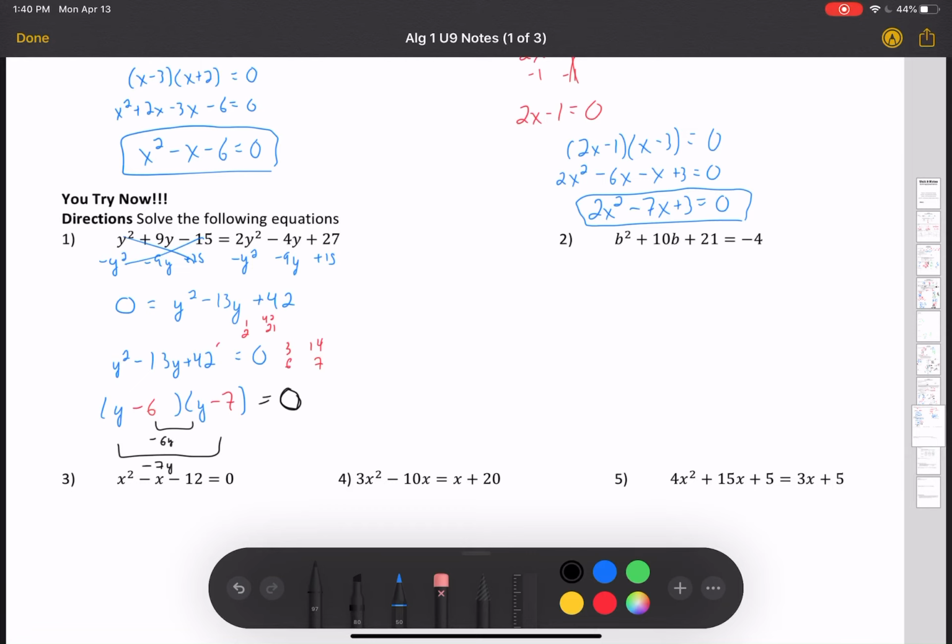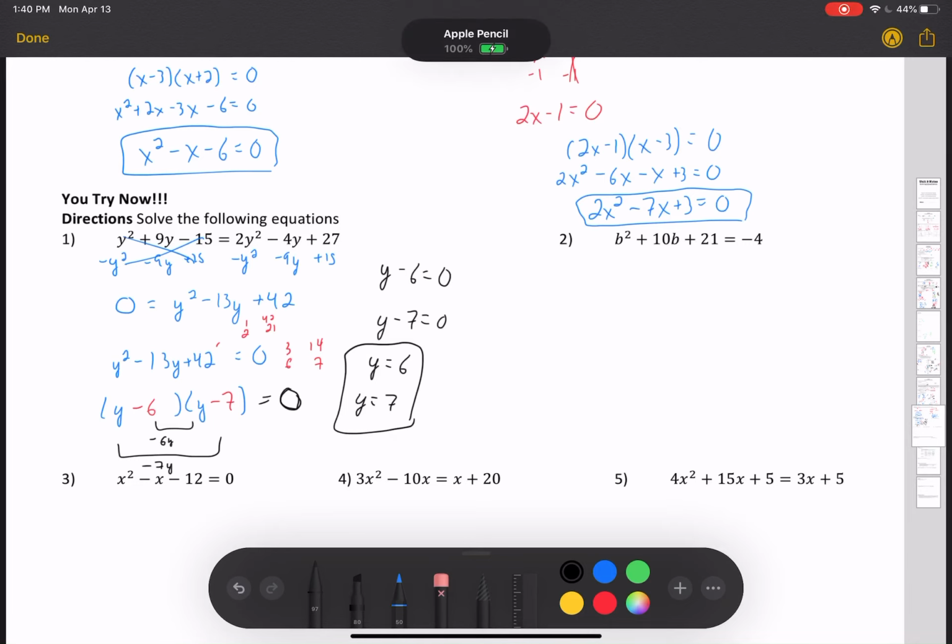Running out of room a little bit, but from here, we split off and we set each factor equal to 0. And we do that, y equals 6 and y equals 7. Okay, so just another example for you on how to keep that a value positive so that you don't have to factor out a negative 1. Okay, got to set your equation equal to 0. You got to keep it equal to 0. You got to keep it in equation, factor it, set each factor equal to 0 and solve.